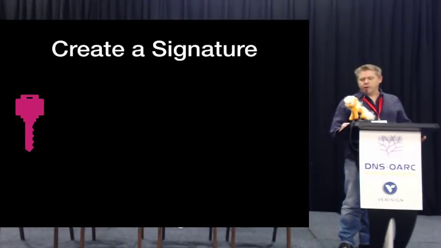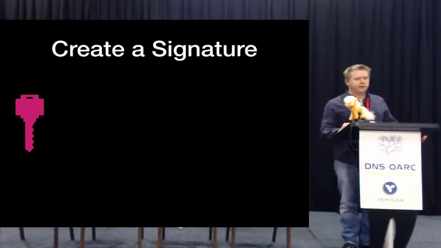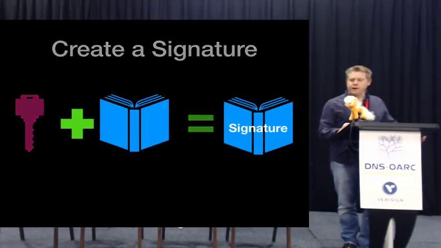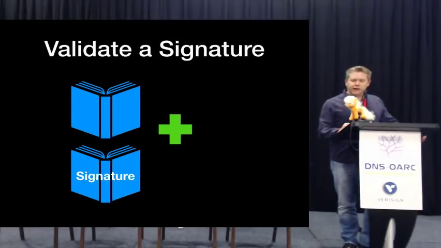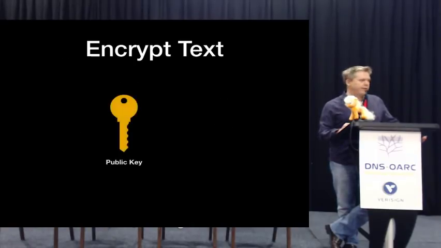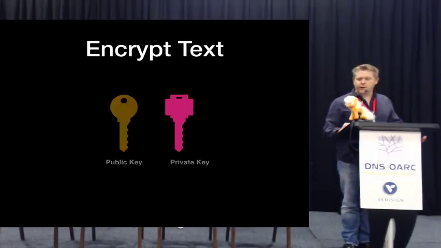So if you want to create a signature for a piece of data, you take your private key with the data, run it through a process, and you get that signature out, as I said. You can validate that by taking the original data and the signature, comparing that to the public key, and find out whether or not it was valid or not.